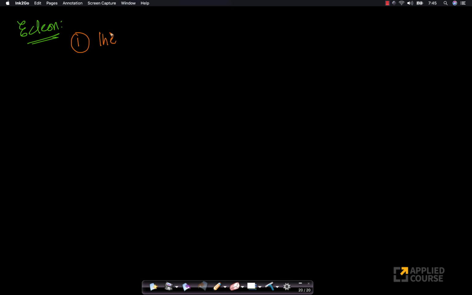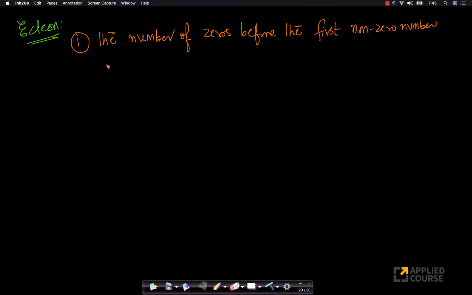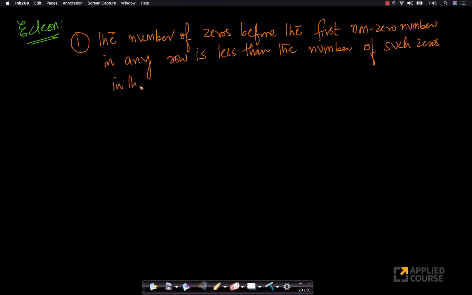The first one is, again, you have to be careful when we write this. The number of zeros before the first non-zero number in any row is less than the number of such zeros in the next row. Let me explain what this means with an example. There is a second property, which concerns all-zero rows: zero rows must be below non-zero rows.